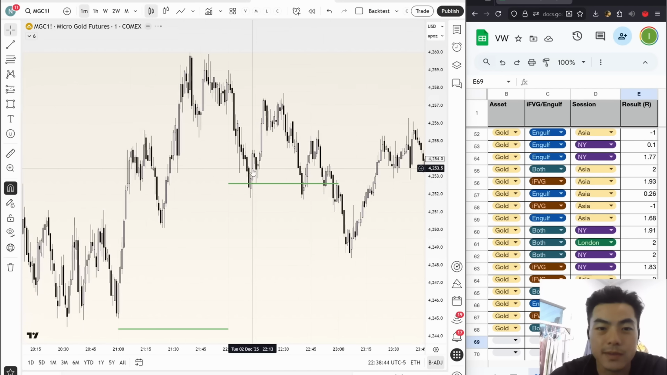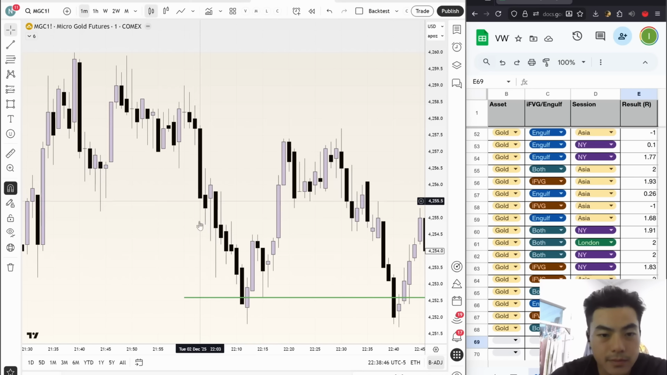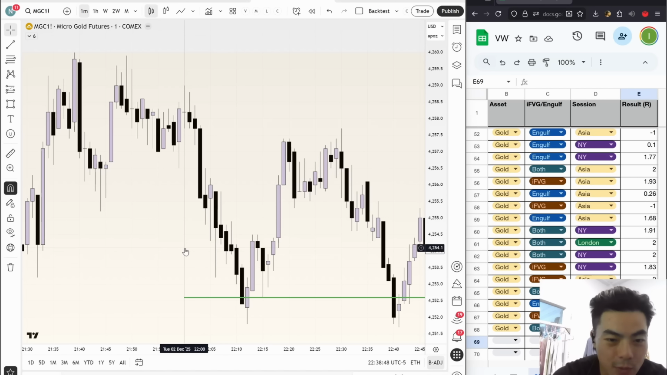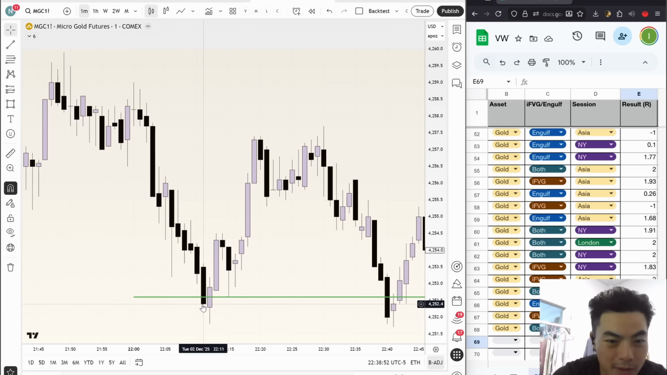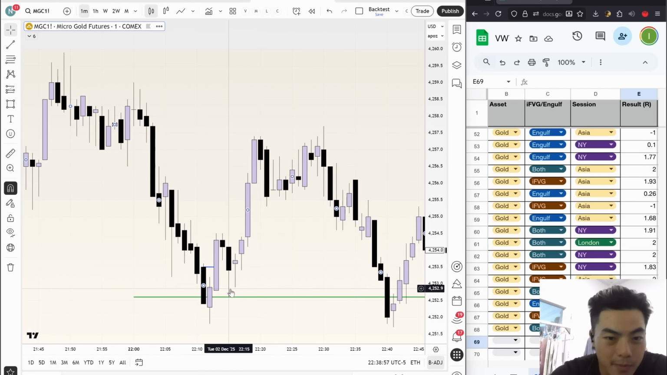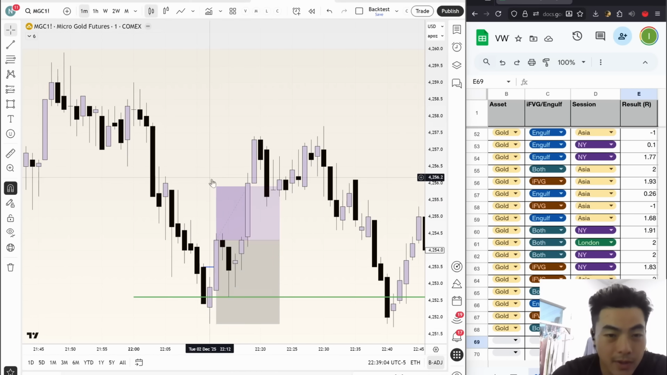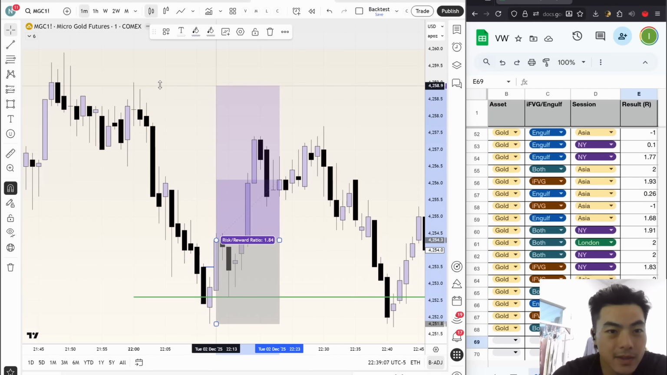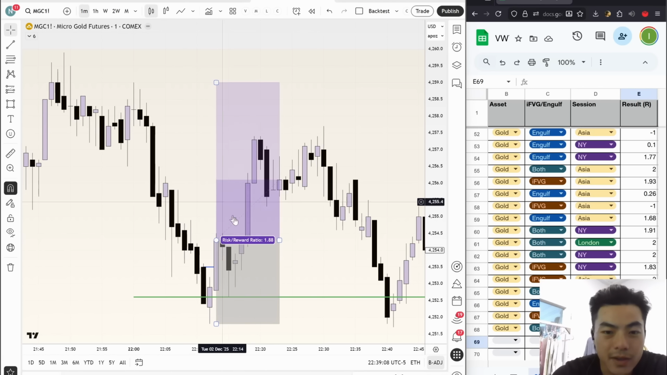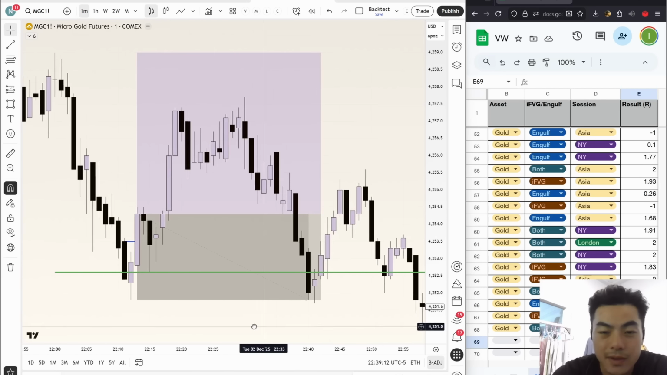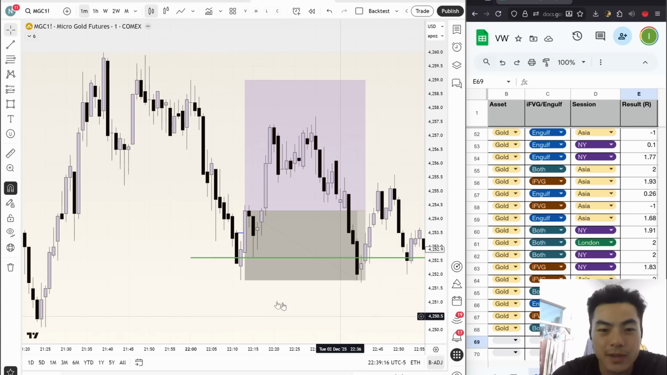Alright, so we get this Asia play. Candle opens at 22:00, comes all the way down, we get a close beneath, and then finally we engulf it here. So that would be your entry. Stop at that low, targeting these highs. 1.8R. Let's see. Yeah, we get stopped out. Okay, finally a loss. Nice.